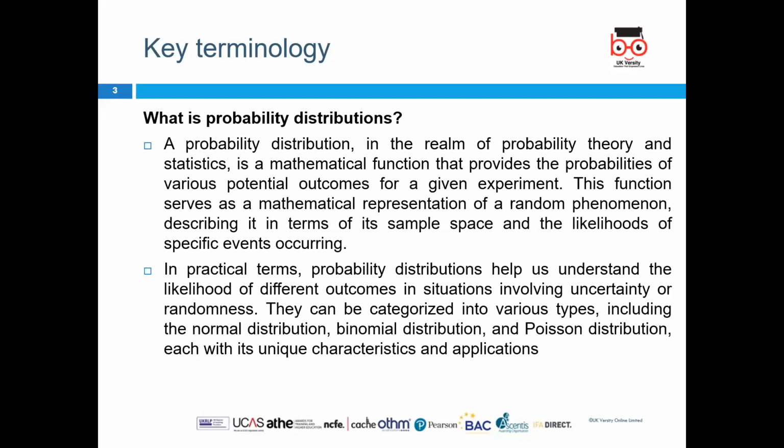In practical terms, it helps us to understand the likelihood of different outcomes. It can be categorized into different types, which include normal distribution, binomial distribution, and Poisson distribution. Each of these probability distributions has its own characteristics and applications. When a person wants to use a probability distribution, they have to assess the scenario and decide which probability distribution is most suitable for that scenario.